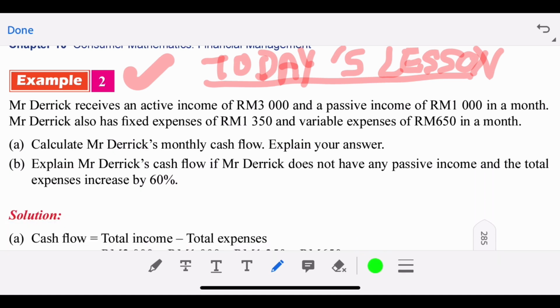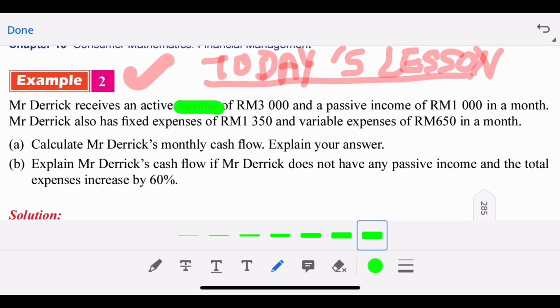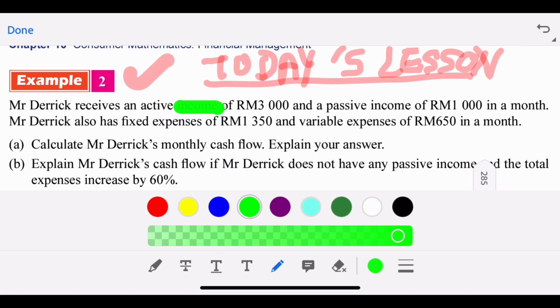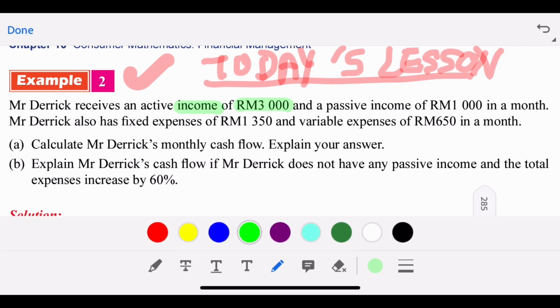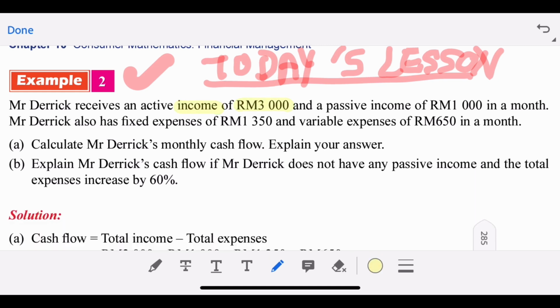Now I'm going to show you how to understand the question, because I noticed that many students didn't read the question well. Even when they read the question, they never understand it well. So first of all, we highlight income with green color, because the green color is telling us that we want to plus. You can use other color if you want. We want to differentiate between the income and the expenses.